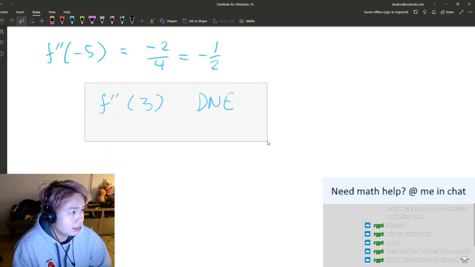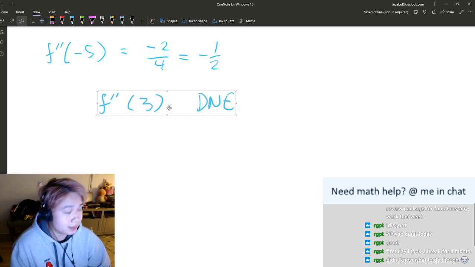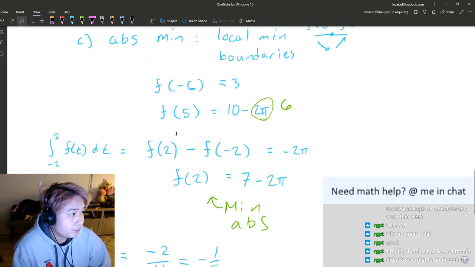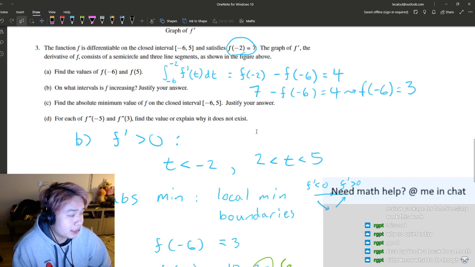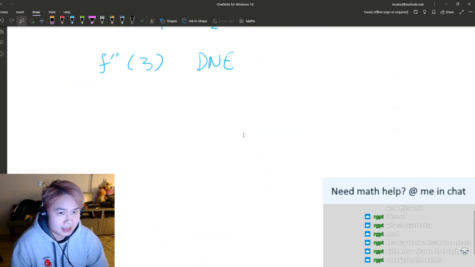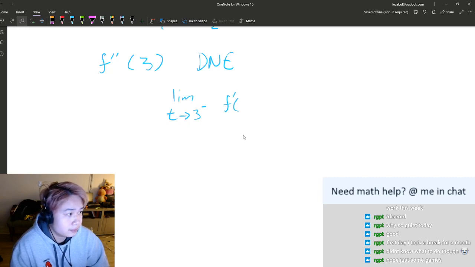Okay, so the second derivative doesn't exist at 3. And then we have to explain it. And the reason why it doesn't exist is because the limit as t approaches 3 from the left of the... Actually, hold on. Let me write it using first principles.